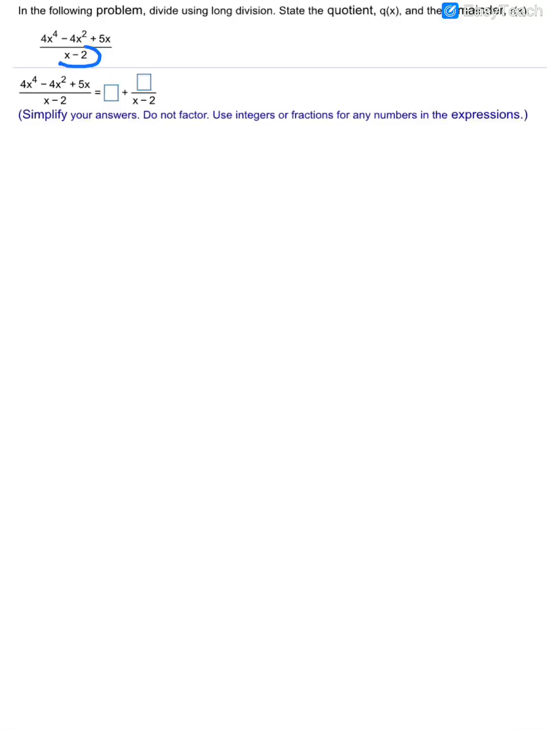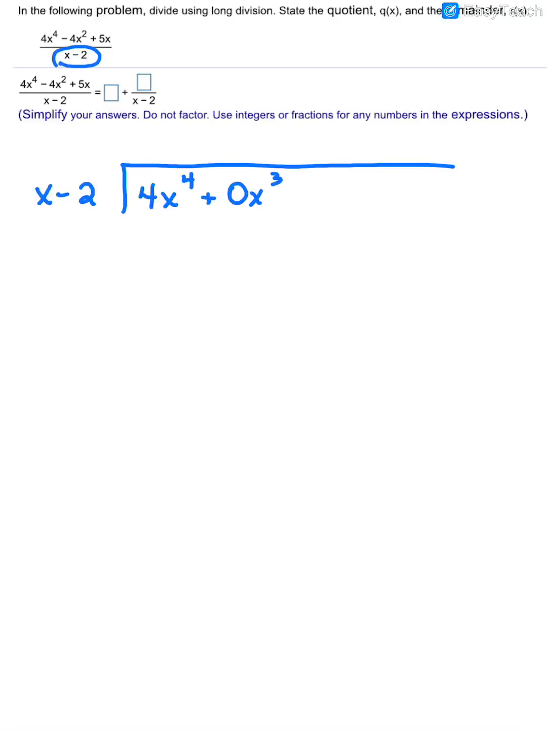So my divisor in this case is x minus 2, and we're trying to divide that into the polynomial 4x to the fourth. Now you'll notice there is not an x cubed term, so if there are missing terms, you'll fill in with coefficients of 0. So we'll say plus 0x cubed minus 4x squared plus 5x. And then again, there's not a constant in this case, so we'll just fill in with a constant of 0 so that we have every power of x accounted for.